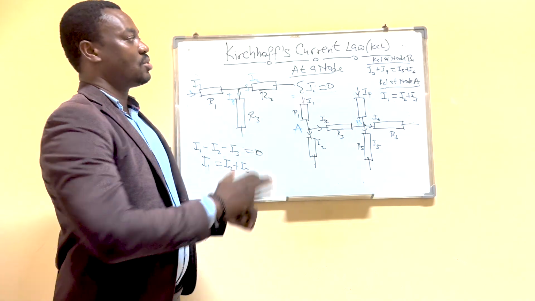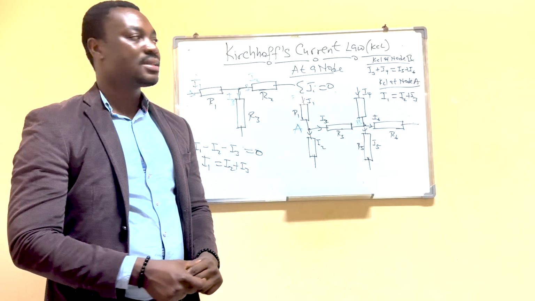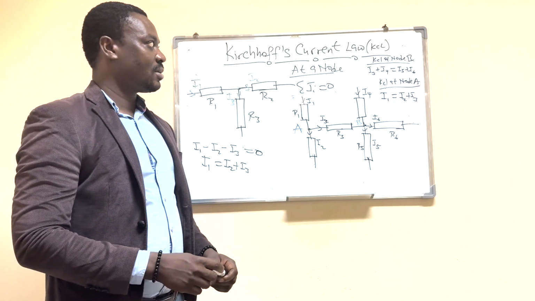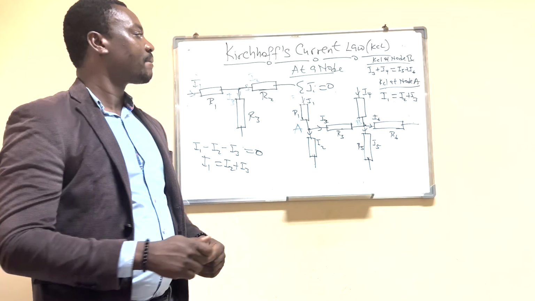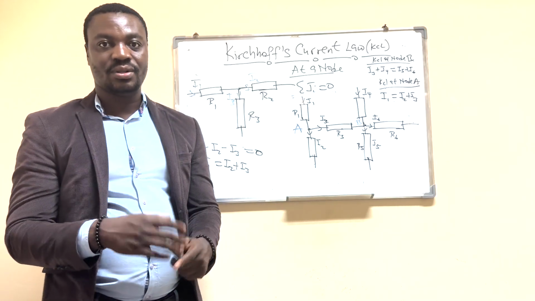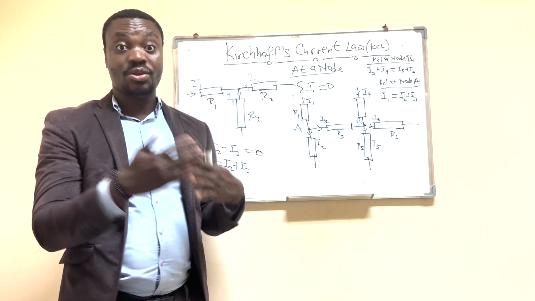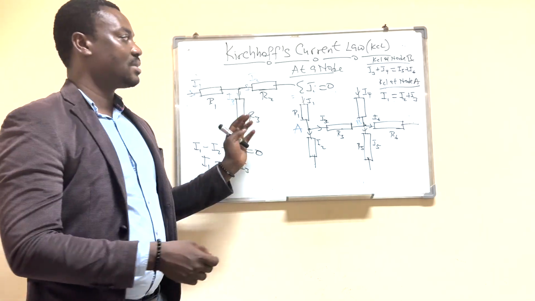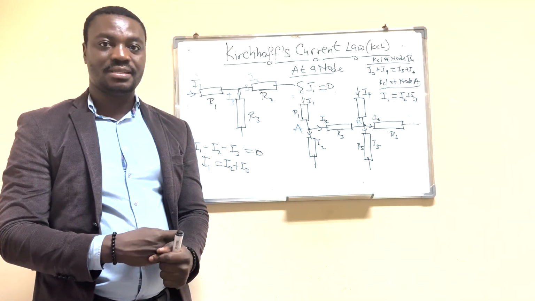Today I'm going to be talking about Kirchhoff's current law. Kirchhoff's current law simply says that the algebraic sum of current at a node is zero. So if you have a circuit diagram and you can identify a node on that circuit diagram, the algebraic sum of current at that node is zero.